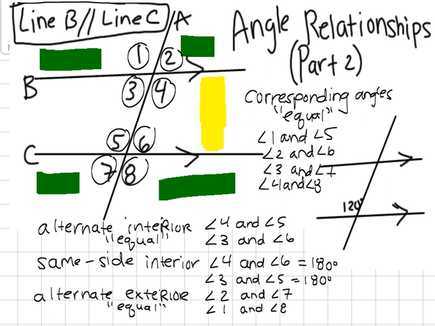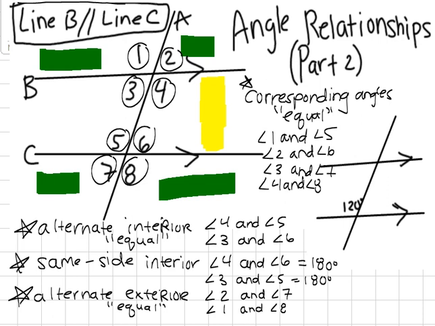So we have corresponding angles, we have alternate interior angles, we have same side interior angles, we have alternate exterior angles, we have vertical angles, we have supplementary angles, we have complementary angles, we have a lot. You need to know these. You need to recognize them when you see a picture of parallel lines, and you need to know these relationships.